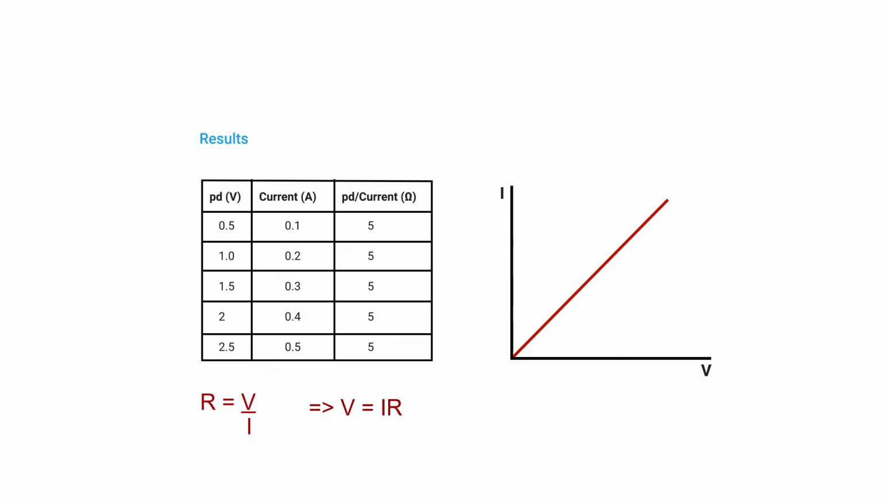That brings us to the relation R = V/I. We know resistance is when voltage is divided by current. If we rearrange, we get V = I × R. And that is a mathematical expression for Ohm's law.